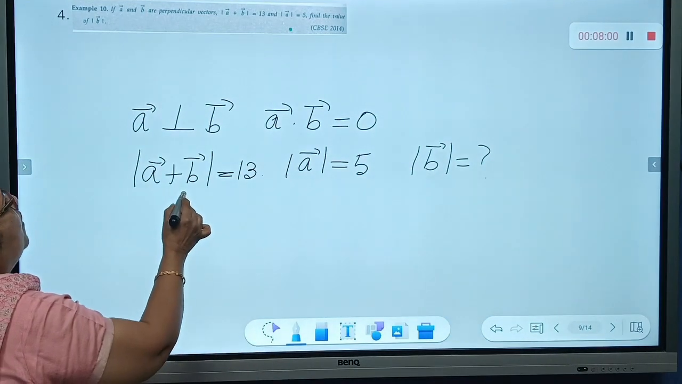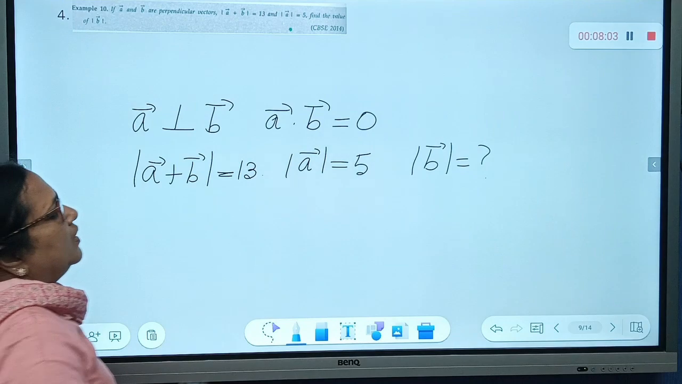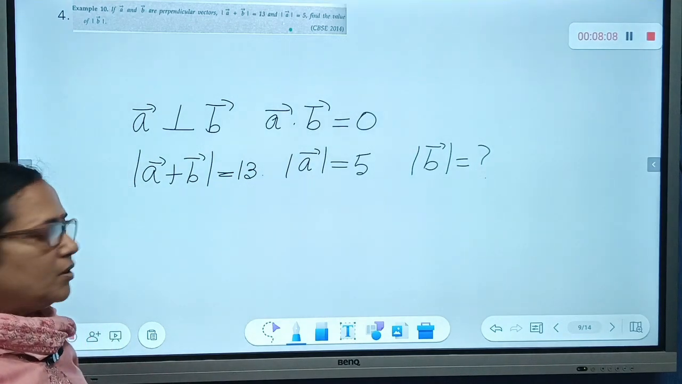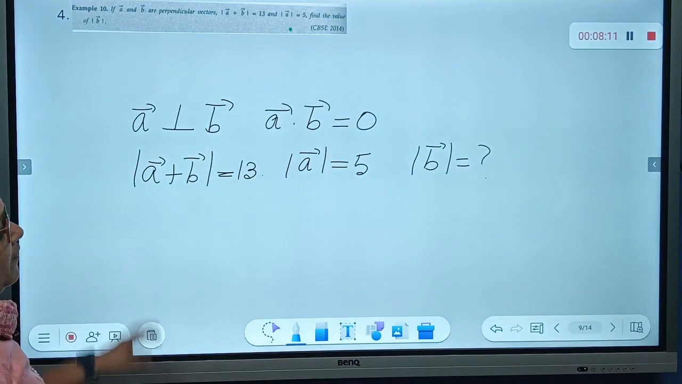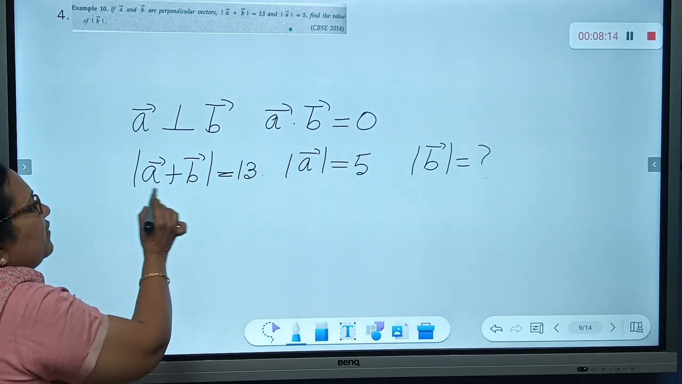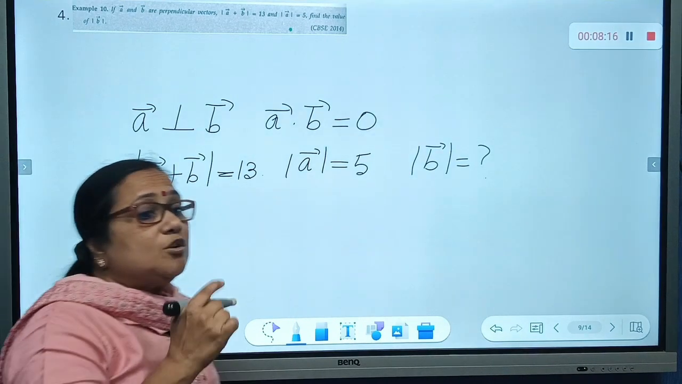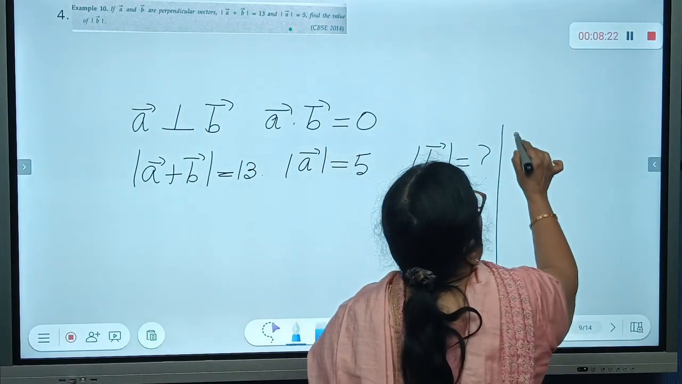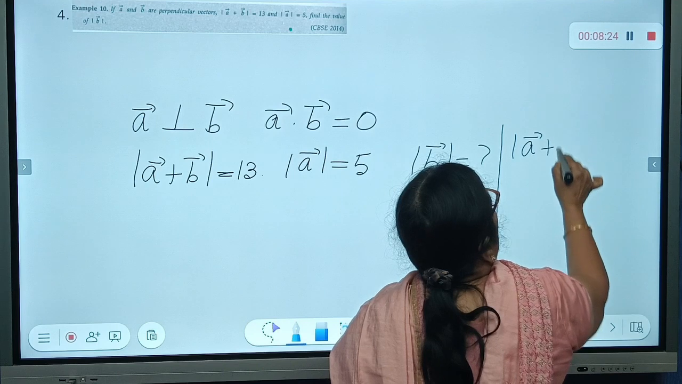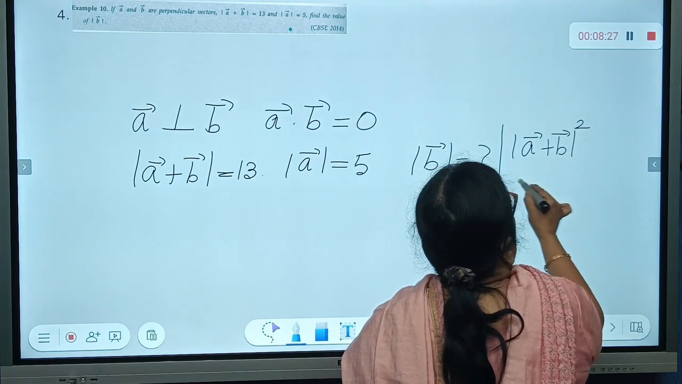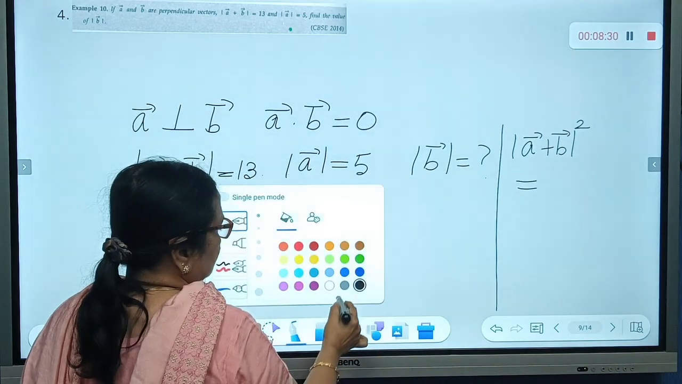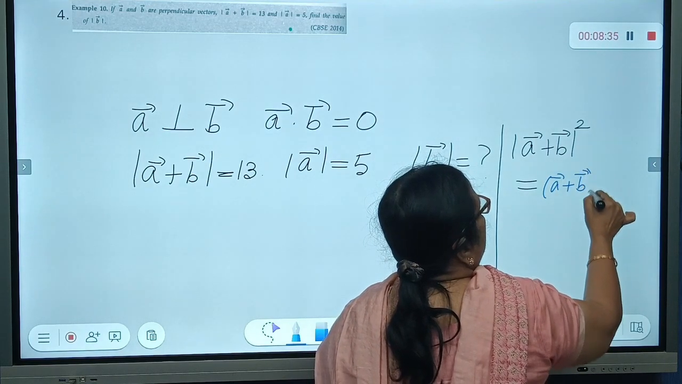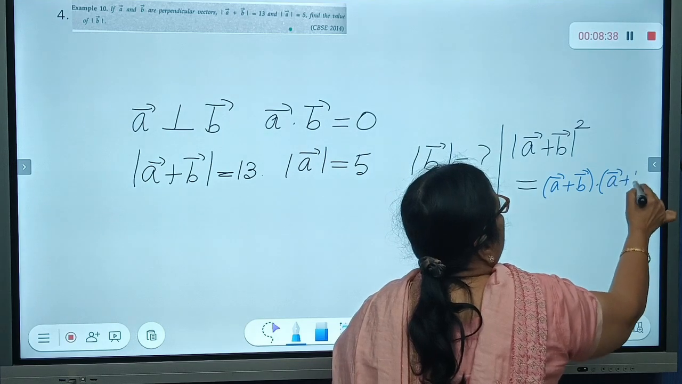Now, the modulus of A plus B is given to be 13. The length of A vector is 5. You have to find the length of B vector. Now, I already told you, whenever you encounter such problems, whenever you are given the sum of two vectors, please look at its square. So, here I am going to show you something. Modulus of A vector plus B vector, the whole square, is equal to A vector plus B vector dot A vector plus B vector.